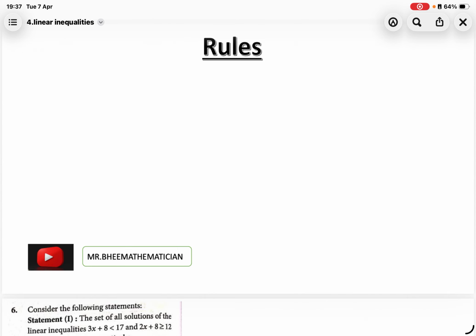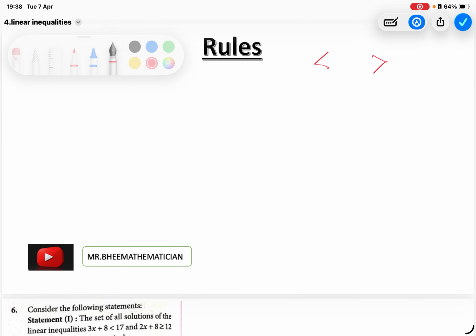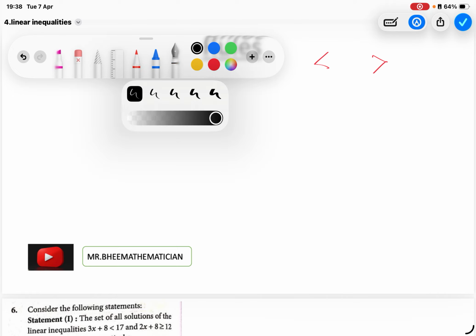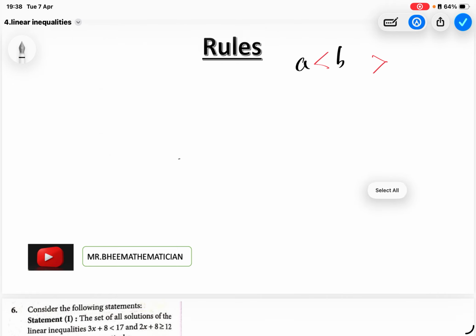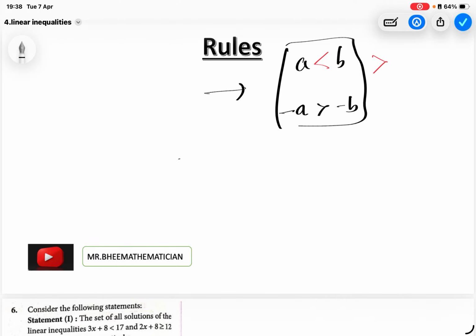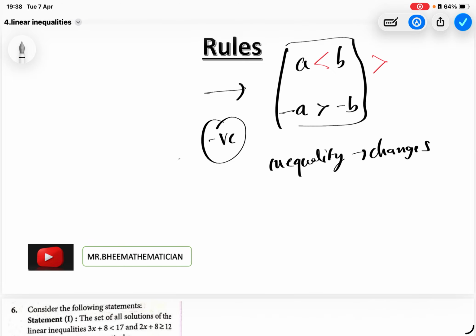In this chapter we should know some rules, and I hope you already know what a linear inequality is. Not equal is inequality, with less than and greater than. We should remember: a is less than b, then minus a is greater than minus b. When you multiply an inequality by a negative number, the inequality sign changes. You have to remember this when you multiply by a negative on both sides.